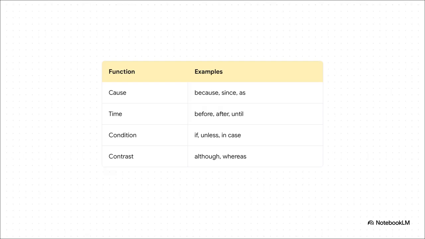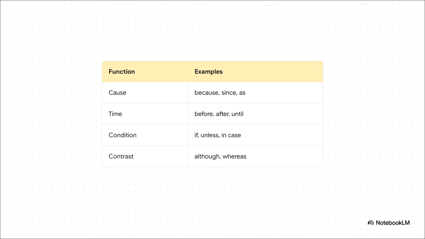Next is time. Words like before, after, or until. Think about, I will finish the report after I eat lunch. The power dynamic shifts to specify exactly when an action occurs. Then we have condition, if, unless, or provided that. Like, unless you study, the test will be hard.